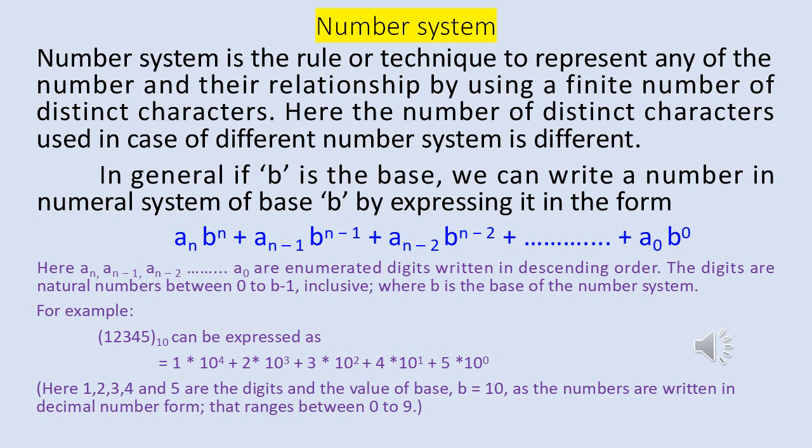As we are acquainted with the decimal number system, the number 12,345 that I have taken in its decimal form can be expressed as 1 into 10 to the power 4 plus 2 into 10 to the power 3 plus 3 into 10 to the power 2 plus 4 into 10 to the power 1 plus 5 into 10 to the power 0. Here 1, 2, 3, 4 and 5 are the digits and the value of the base b is equal to 10, as the numbers are written in decimal form that ranges between 0 to 9.